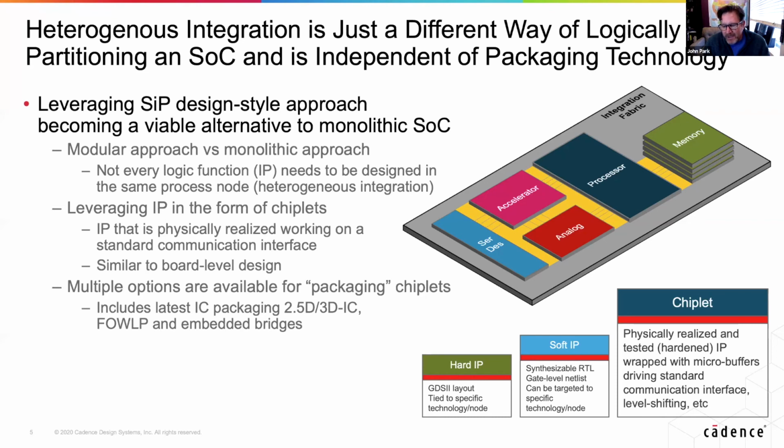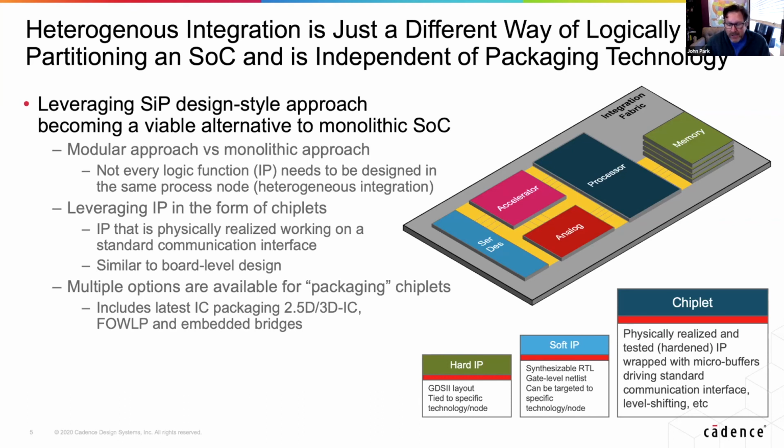And the way we see it, chiplets just become a third option for IP. In the case of a chiplet, it's actually something that's been built. It's got little micro buffers around it to be able to communicate, based on some standard communication bus, between other chiplets on the design. And it has things like level shifting, so you can work across different voltages, and maybe some test and ESD and those types of things.